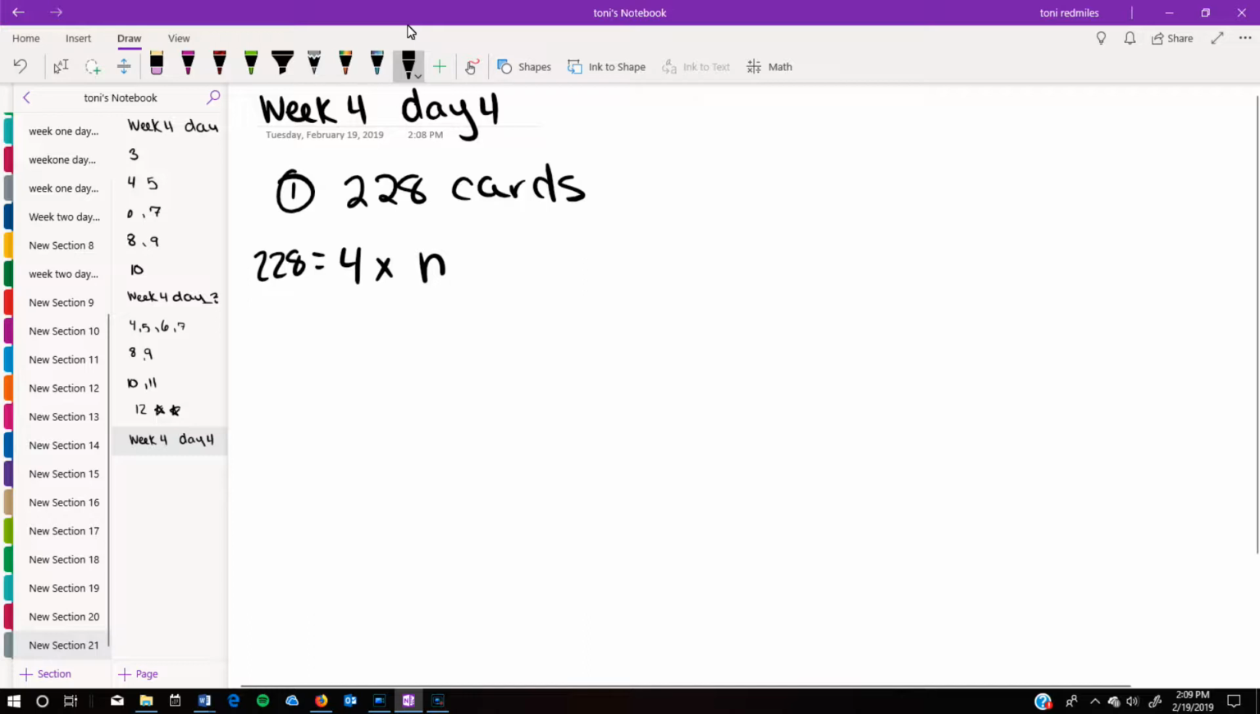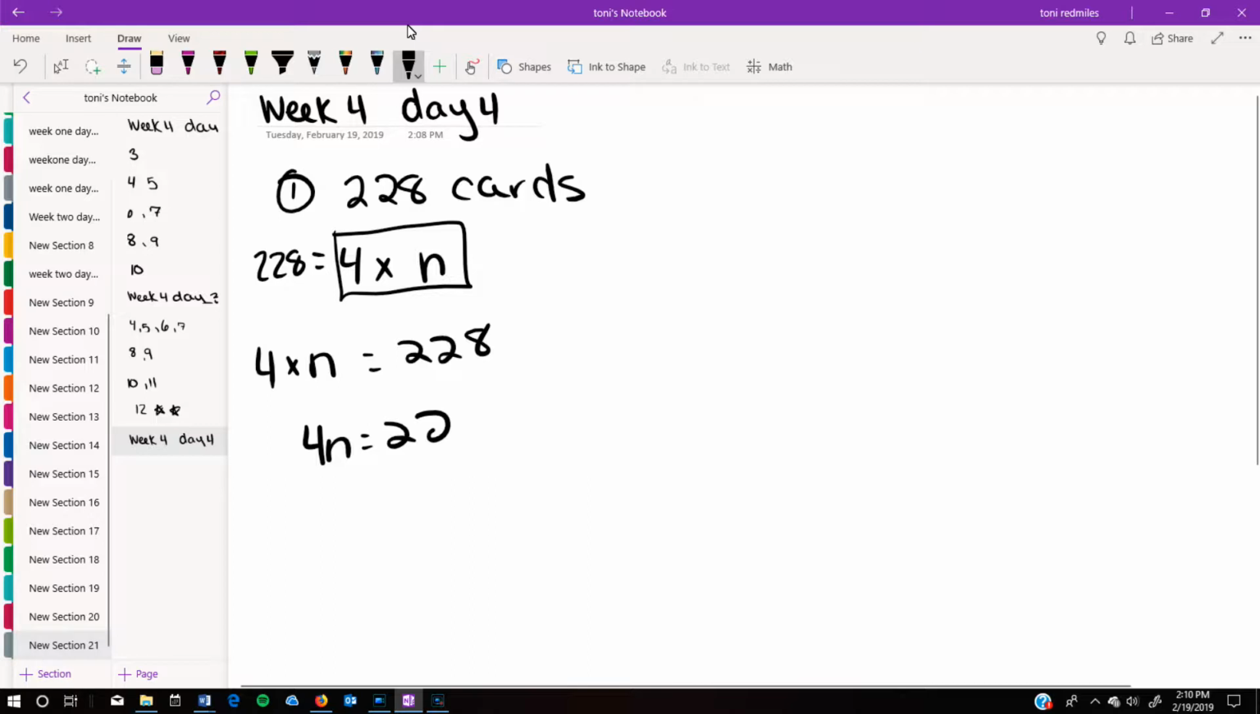Well, all of Amon's cards are equal to Ming's times 4, because the mood of the word problem tells me that Ming has fewer cards. So this is equal in value. If I were to take Ming's, multiply it by 4, it would be equal in value to Amon's. Or you could write it like this. That is your answer to part A, which is the equation.